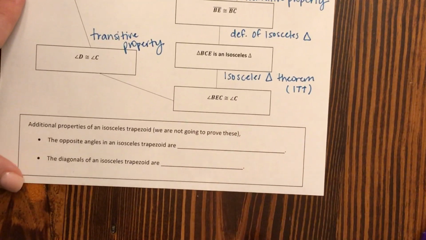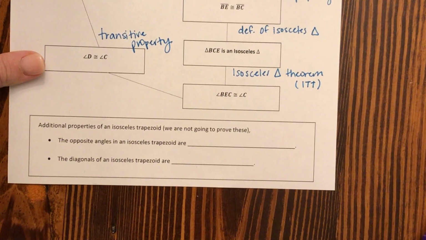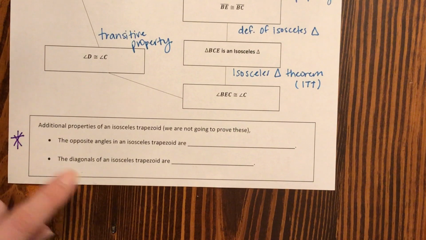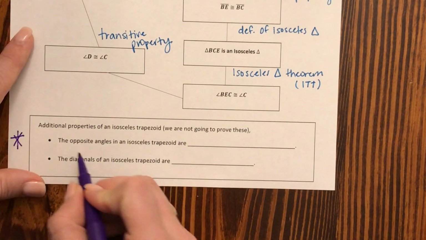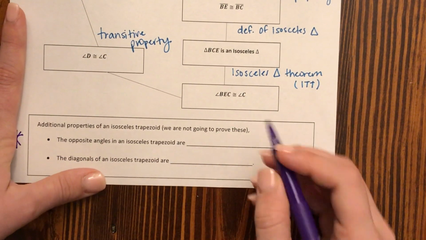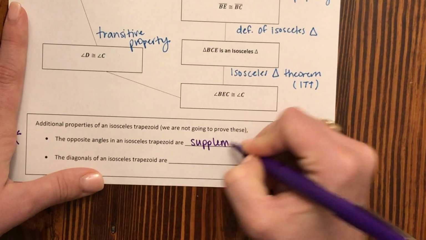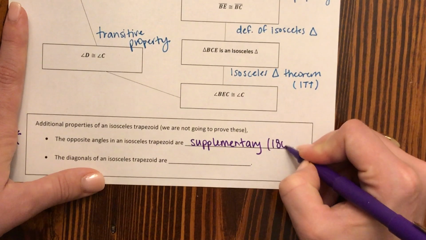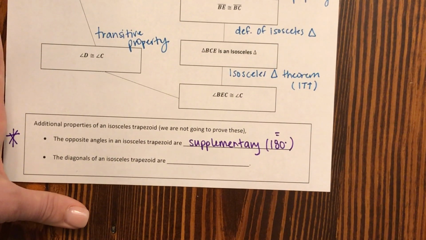So here's some additional properties we're not going to prove. I don't have time. Don't want this video to go too much longer. Some additional properties that are just some things to think about. The base angles are congruent. And so therefore opposite angles in a trapezoid, they're not congruent, they are supplementary. What does that mean? So if you're practicing in your packet, that means they equal 180. I talked about that with parallelograms too.